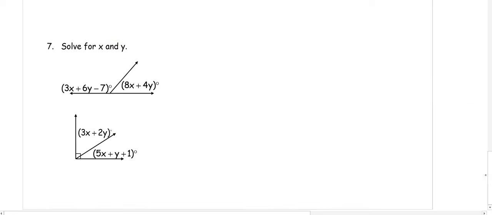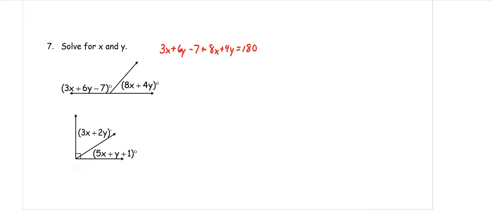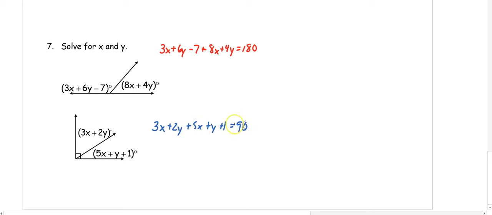The last problem, solve for x and y. So in my first equation, we have 3x plus 6y minus 7 plus 8x plus 4y is equal to 180 because these angles are forming a straight line, and straight angles have a measure of 180 degrees. The second picture has that little box, which means perpendicular line, so it's a right angle. So 3x plus 2y plus 5x plus y plus 1 equals 90 degrees.